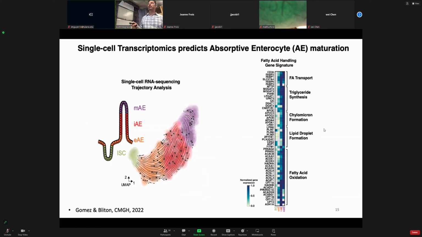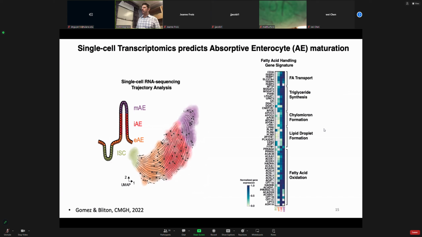These designations of this axis of maturation were defined by trajectory analysis, which is done with single cell sequencing data. I'm not going to go into the details, but it's basically a computational way that looks at the number of spliced and unspliced transcripts to give you an age of that cell. If you look at the directionality of the arrows from the stem cell, the yellowish knob at the bottom, you can see a progression towards the villus tip, which would be the mature absorptive enterocytes.